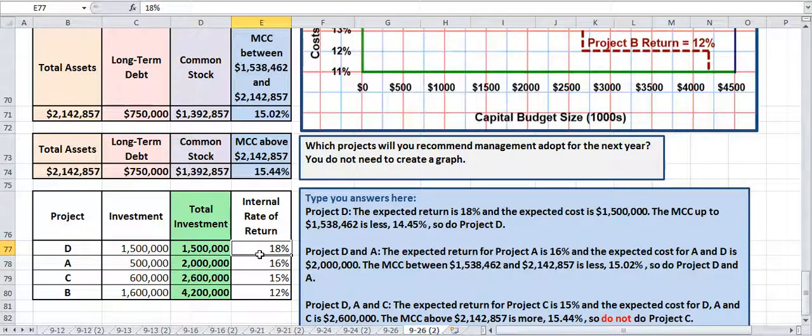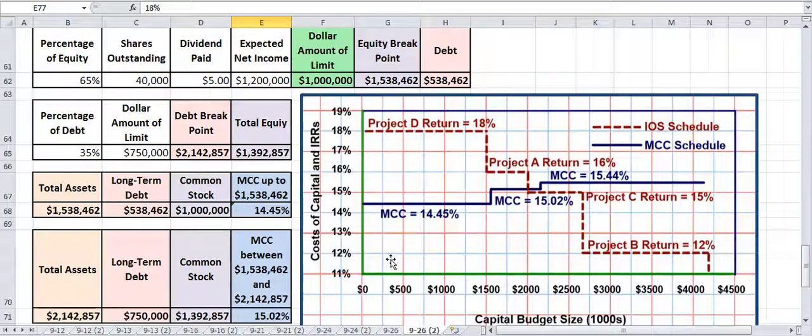So you always want to do the ones that have the highest return first, and see if you can afford to do it. And obviously, with a return of 18% up here, project D, and a marginal cost of capital of 14.45%, then that's one you're going to want to do, because the return is much higher than the cost.